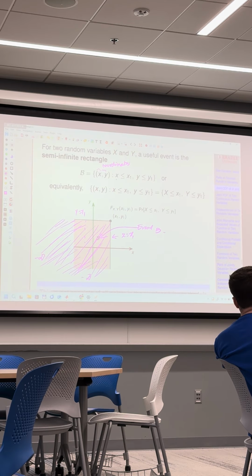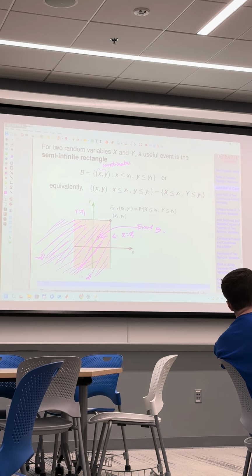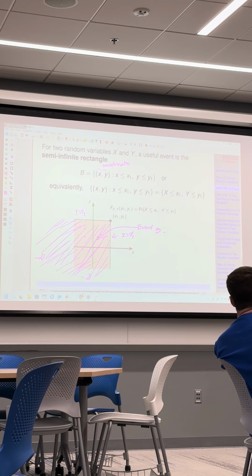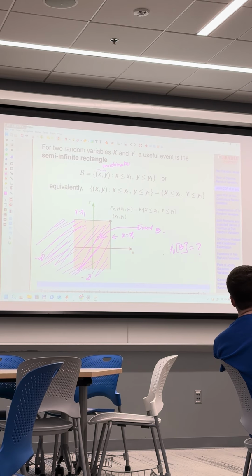All the values such that x less than or equals x1, y less than or equals y. Okay? So when we write the joint CDF, by definition it is probability that x less than or equals x1, y less than or equals y1. This joint CDF basically finds the probability of this event, B. So B, mathematically we write it like that.